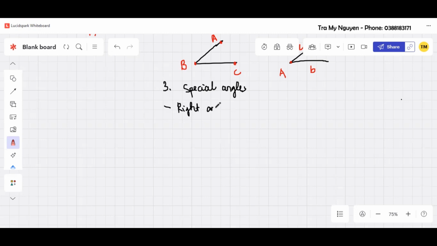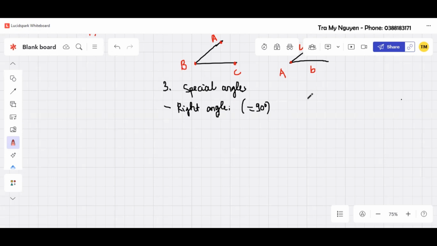Right angle. I think this term is quite new for you, right? So what is a right angle? Firstly, you have to get to know the definition. You need to remember that a right angle is a 90-degree angle.